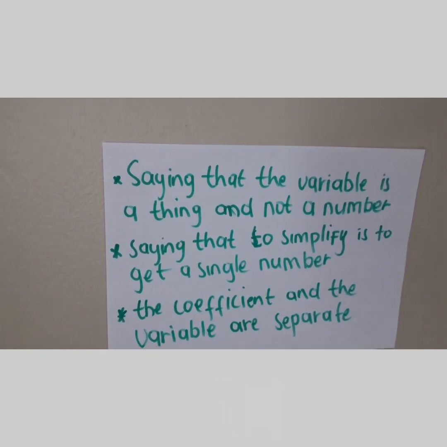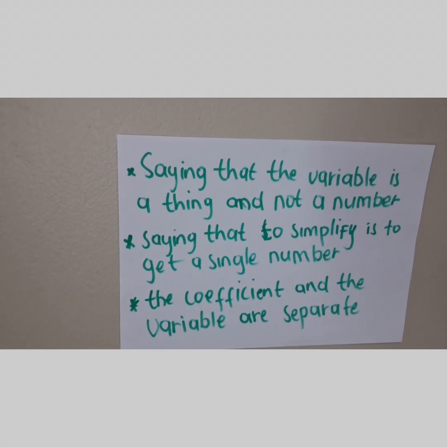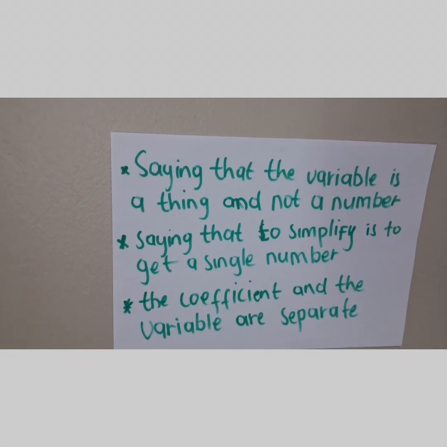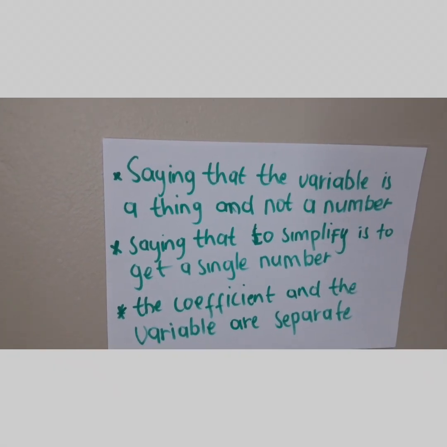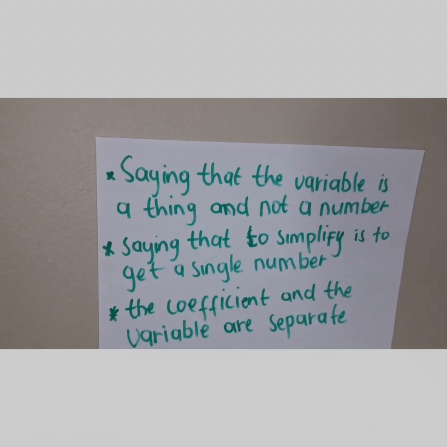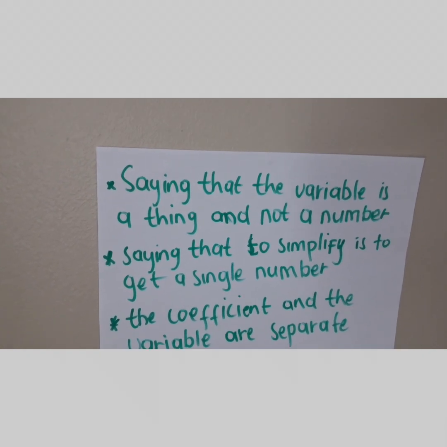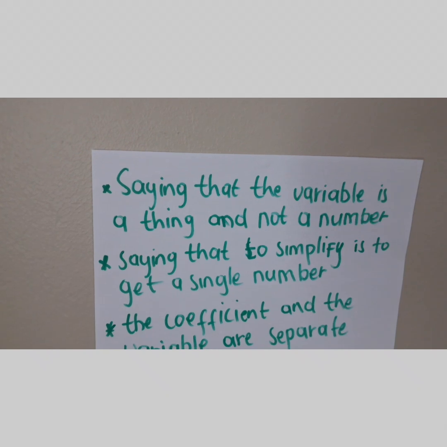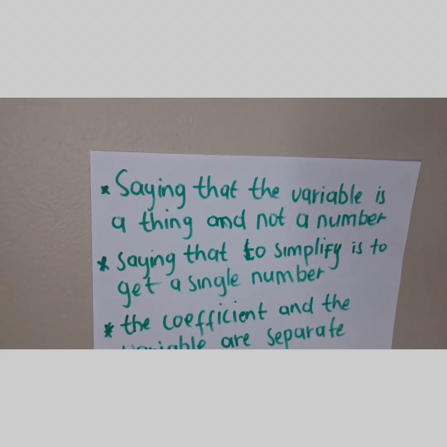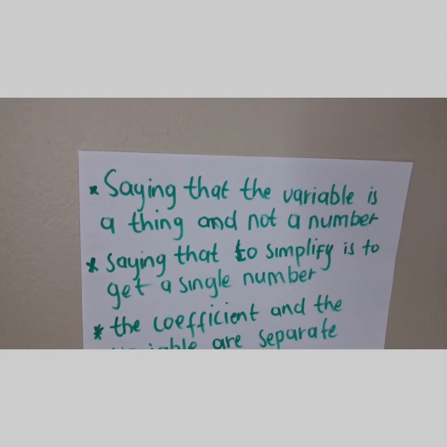Another misconception is that teachers often use language suggesting that simplifying means getting a single number. That is not always the case, because simplifying does not mean that. The expression 2x plus 3 cannot be simplified to a single number. And this happens because students carry this goal into algebra, as arithmetic is focused on finding a numerical answer. Now, how to address this is to reframe the goal. Explain that in algebra the goal is to simplify an expression, not necessarily into a single number.